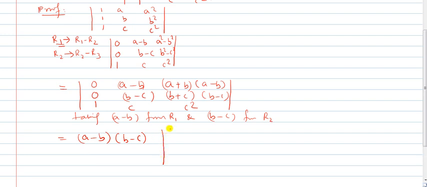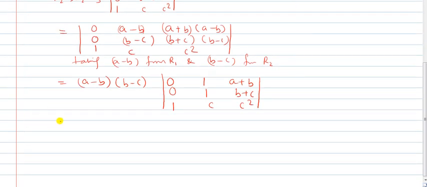Now what are the things left? A minus b I have taken common, so the thing left will be 0. A minus b taken common, this will be 1. A minus b gone, left is a plus b. Similarly, b minus c also gone, this is 0, this is 1, and this is b plus c, and this is 1, c and c square. Clear?